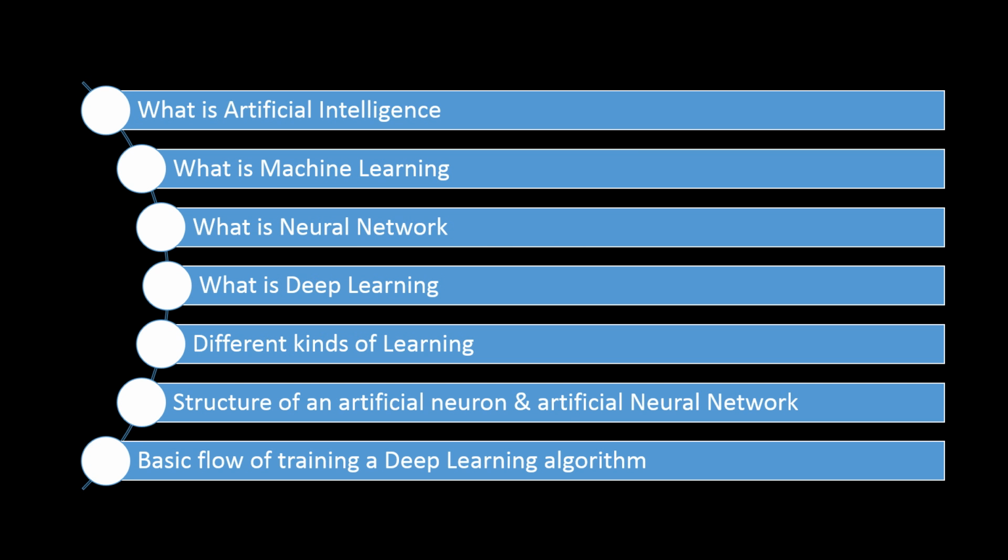In this, we'll be just looking at what is artificial intelligence, what is ML machine learning, what is neural network, what is deep learning, different kinds of learning, structure of a single artificial neuron as well as artificial neural network, and then we also see a basic flow of training any deep learning algorithm.